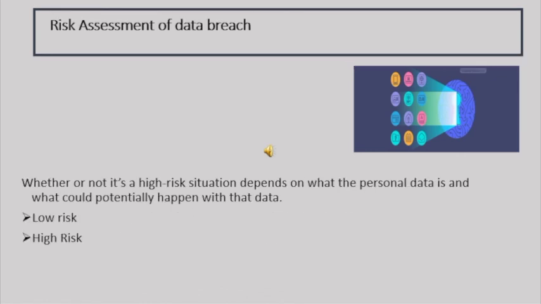Of personal data breach. A risk assessment is the process of determining the likelihood of an event occurring and the severity of potential harm to individuals. Whether or not it's a high-risk situation depends on what the personal data is and what could potentially happen with that data. If you decide it's unlikely there will be a negative impact on those concerned, you might categorize it as low risk. However, if the potential consequences are very significant, you might consider the overall risk assessment to be high, even if it's unlikely to happen.